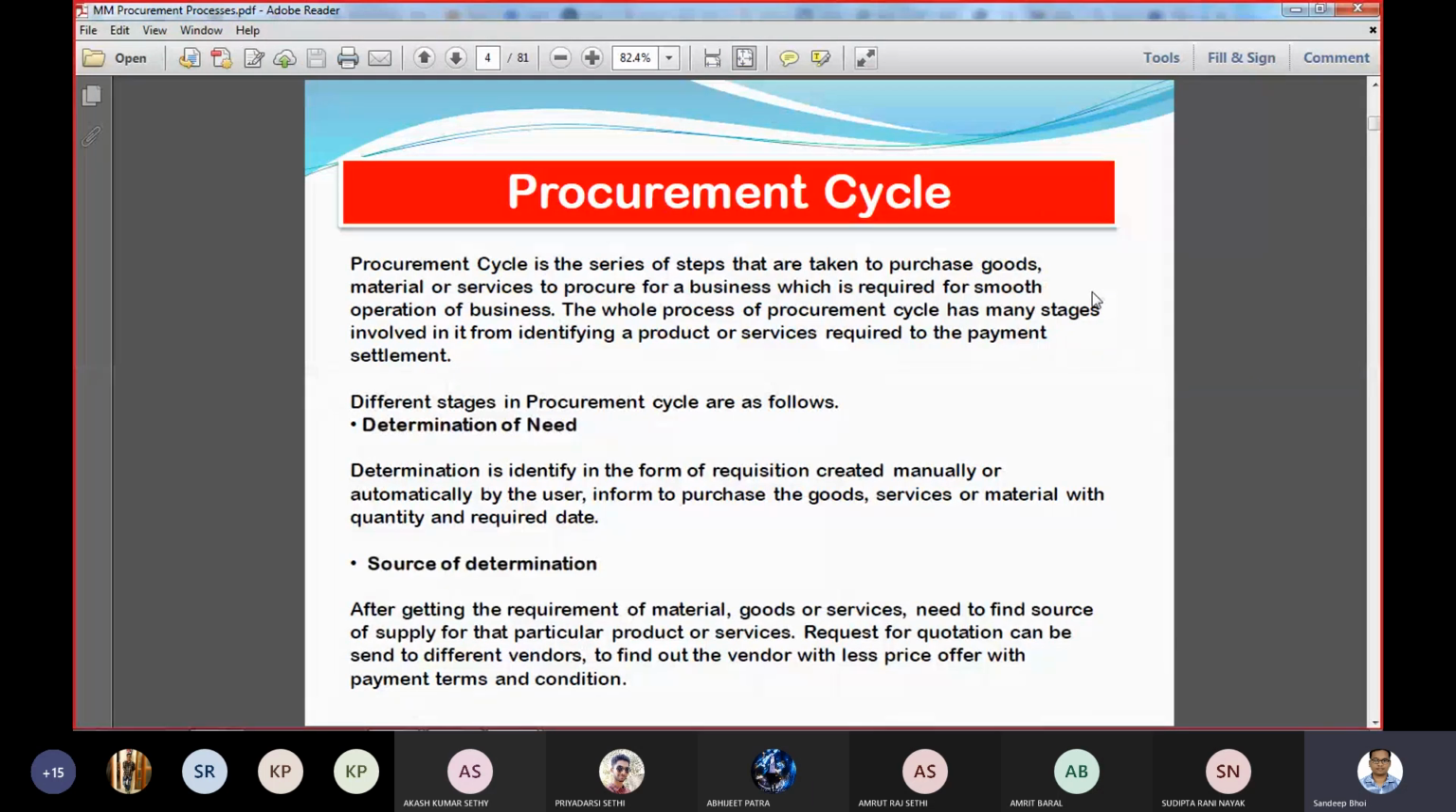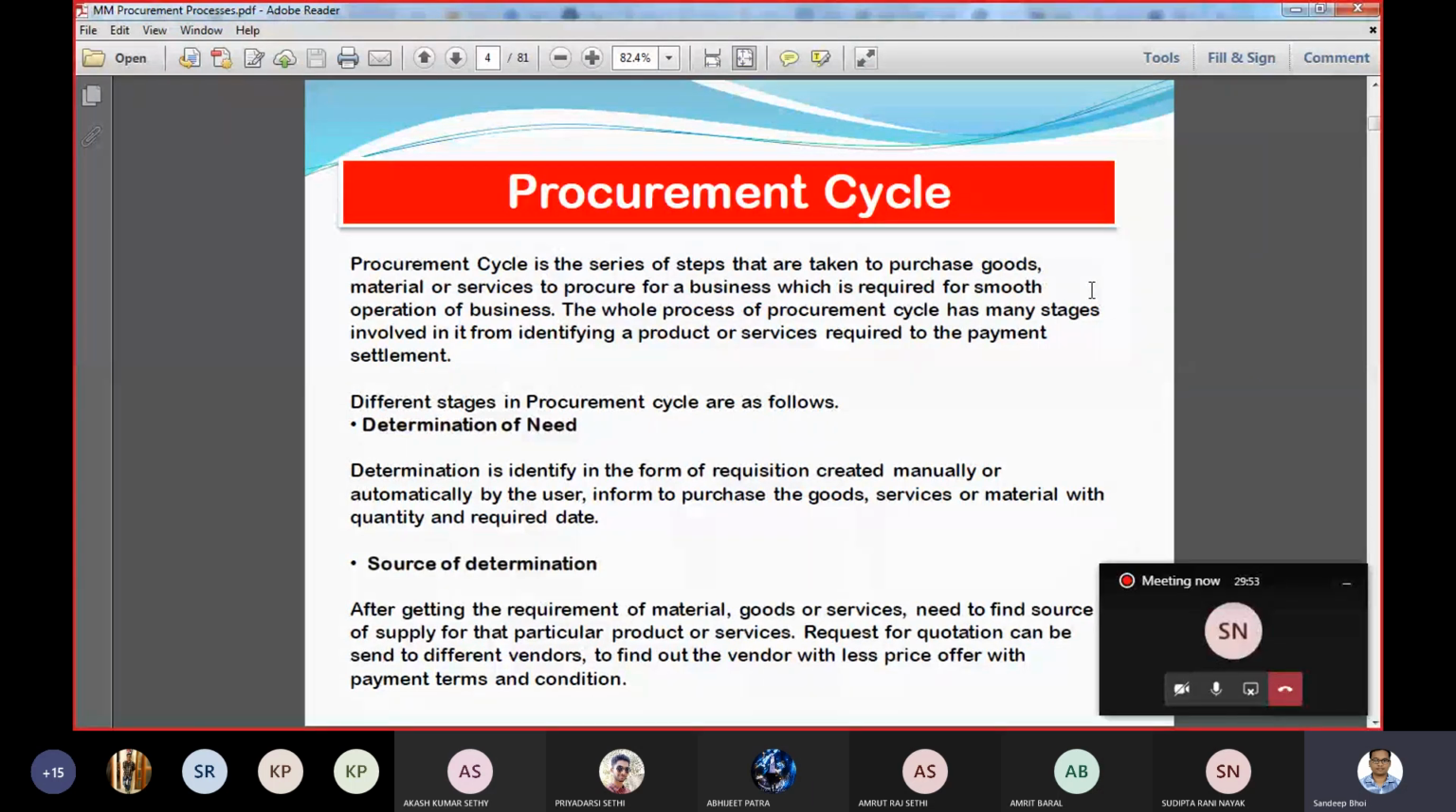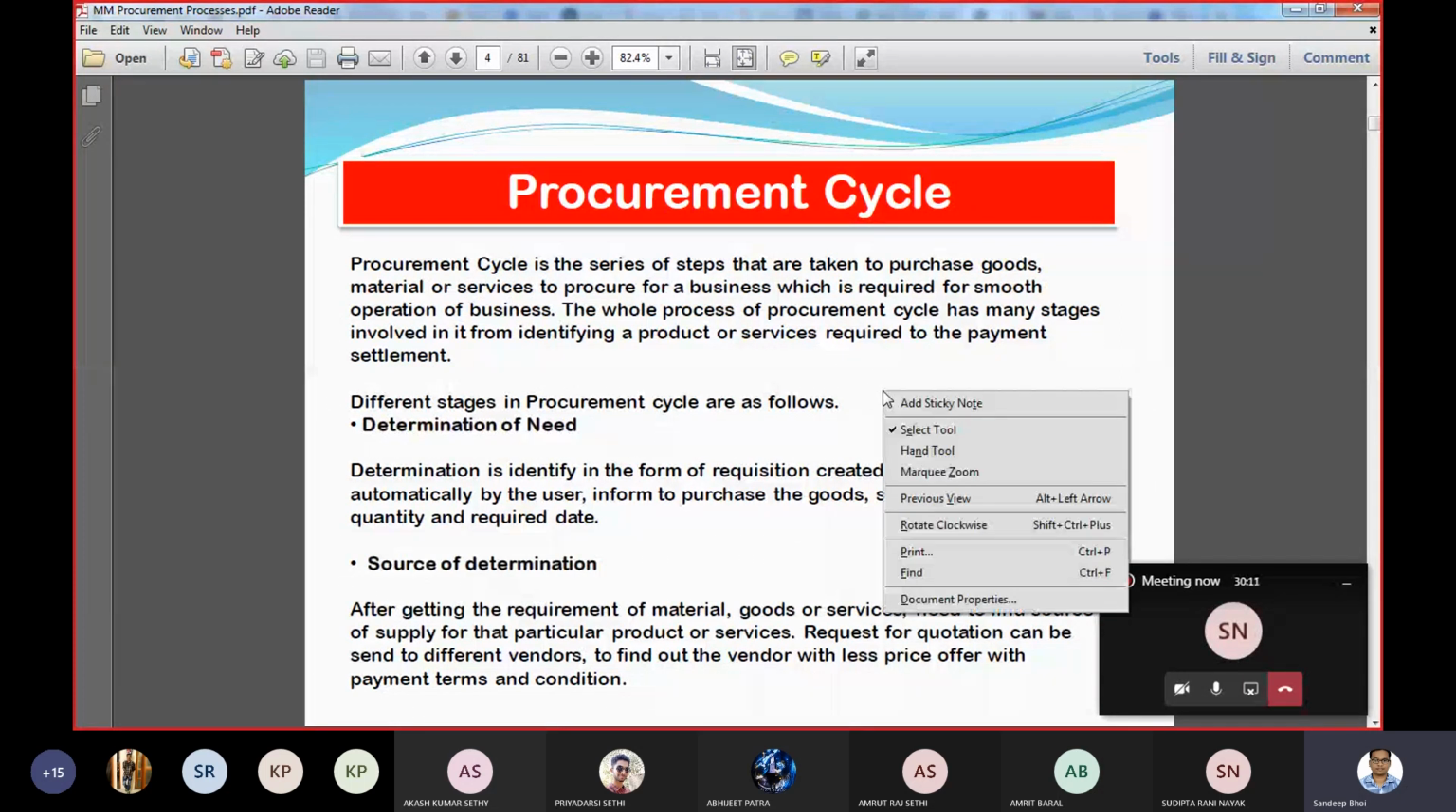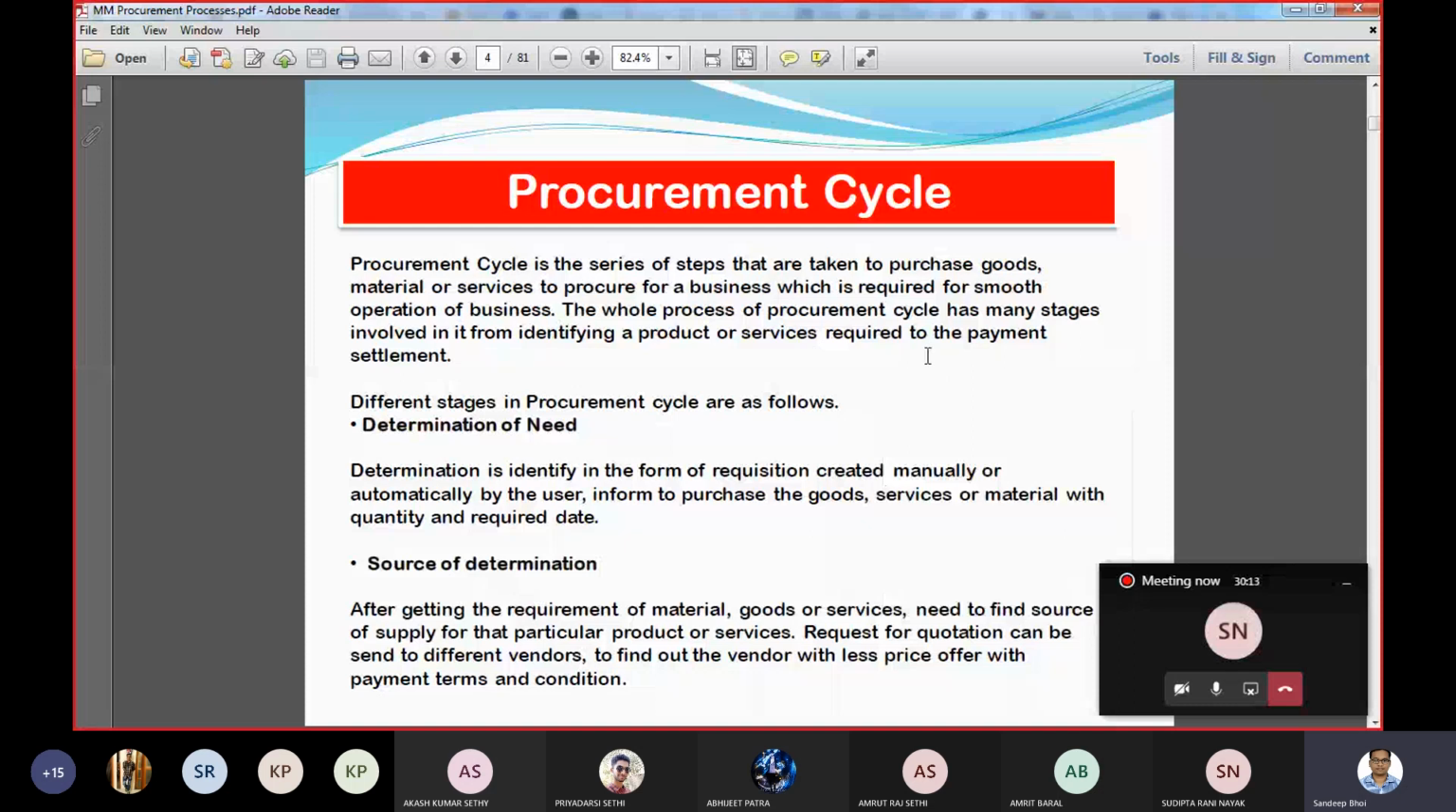Okay, so we'll be dealing with the procurement cycle. The procurement cycle is a series of steps that are taken to purchase goods, whether you go for purchasing goods, material, or services. Okay, these three things: either you go for the purchase of goods, material, or services to procure for a business, which is required for smooth operation of the business.